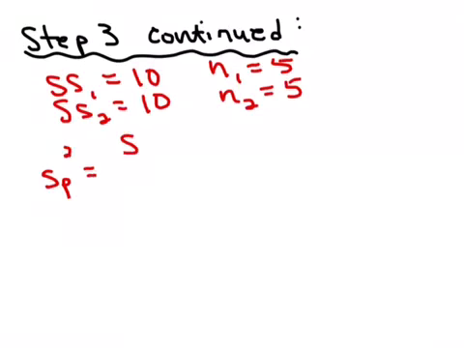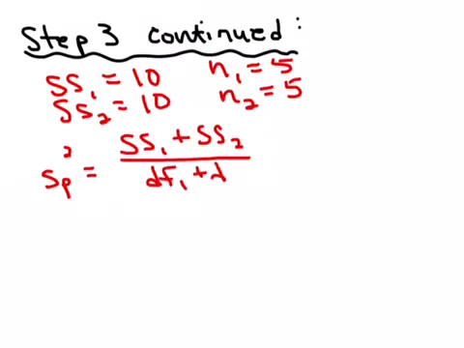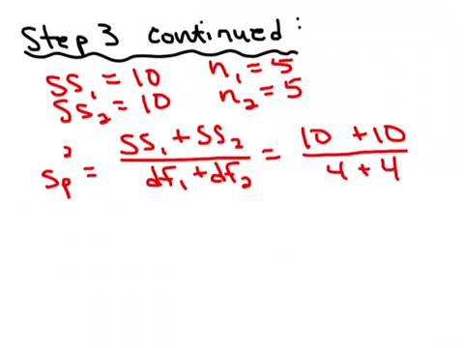So our pooled variance is sums of square for group 1 plus sums of square for group 2 divided by degrees of freedom for group 1 plus degrees of freedom for group 2. So we end up with 10 plus 10 all divided by 4 plus 4, which ends up being 2.5. So, I'm sorry that's so sloppy.